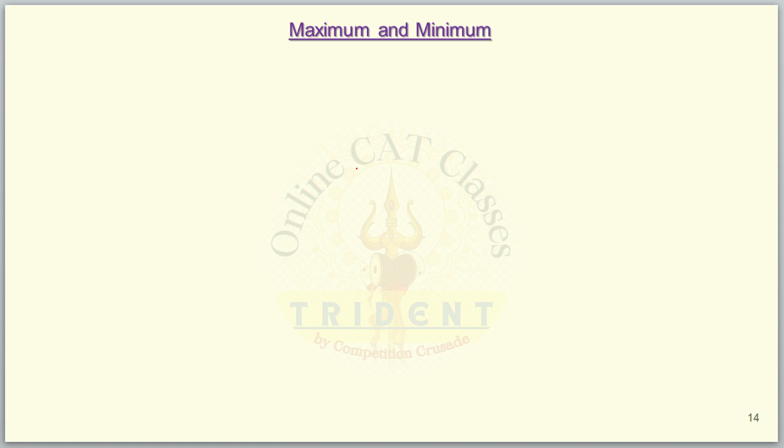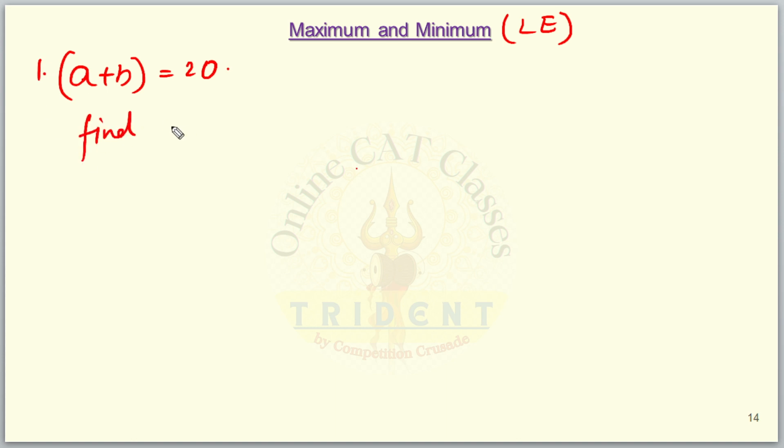Let's look into maximum and minimum values. I'll start with linear equations and then we'll gradually progress. For linear equations, suppose it is given that a plus b is equal to 20, and you have been asked to calculate the maximum value of the product a into b. Now I'll give you the idea.